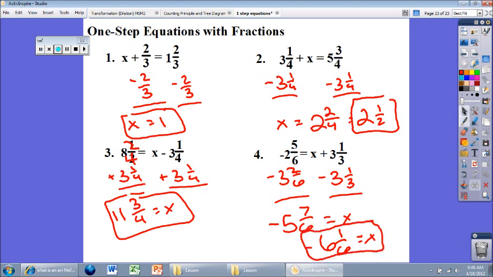Alright, so that is solving one-step equations. I hope that helped you and you understand it. If not, feel free to come in and ask me some questions.